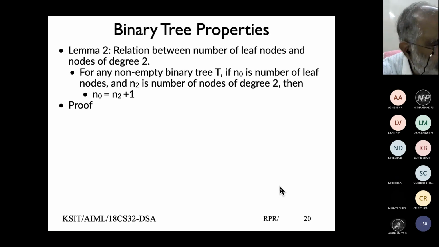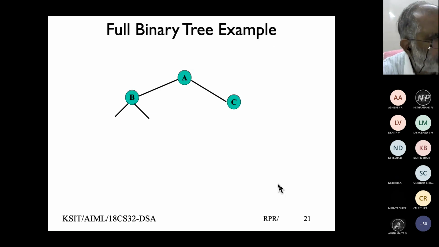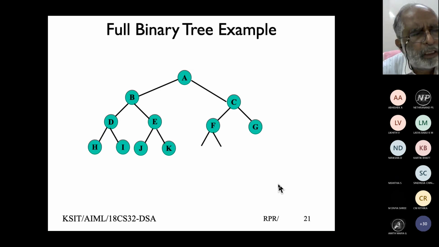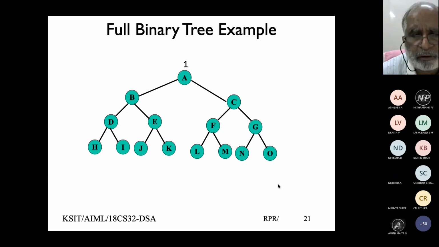Then we went on to define a full binary tree and a complete binary tree. For a full binary tree, we basically say each node has 2 subtrees, and all the nodes at the last level are leaf nodes, all at the same level. And that's what we see in this case. And we number the nodes in the full binary tree.